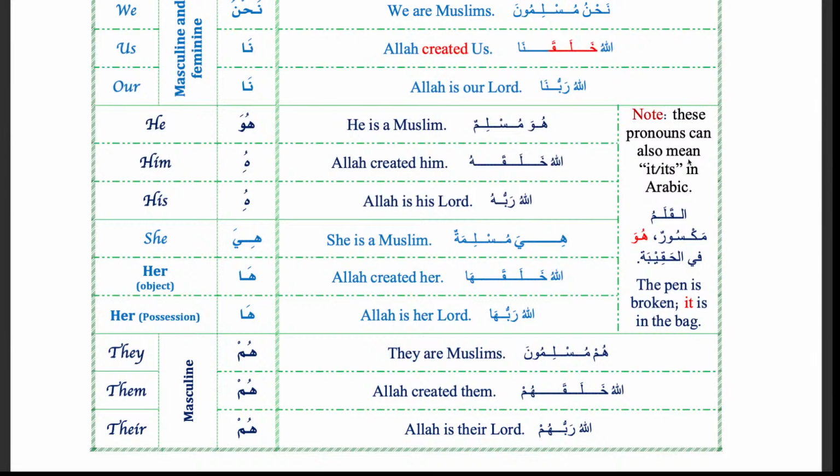Note these pronouns can also mean it or its, meaning the he and the she pronoun, right? And we mentioned that many times. He and she can be referred to as it. Al-qalam maksur, the pen is broken, right? Huwa fil haqiba, it is in the bag. Al-qalam fil haqiba, the pen is in the bag. Huwa fil haqiba, it is in the bag. Now remember the it, referring to what? The pen, not the bag, referring to the pen. So you can say huwa. Now if you want to say the bag is on the table, and you want to say it is on the table, you can say hiya for the bag.